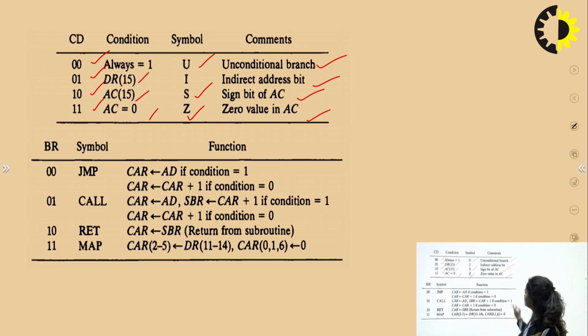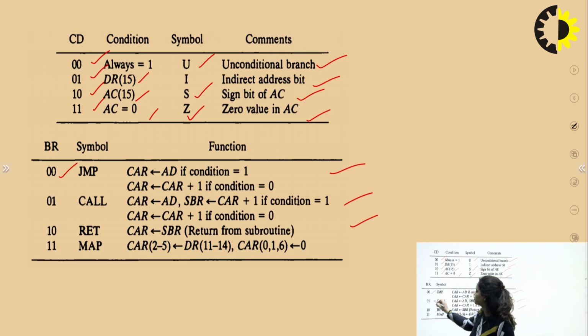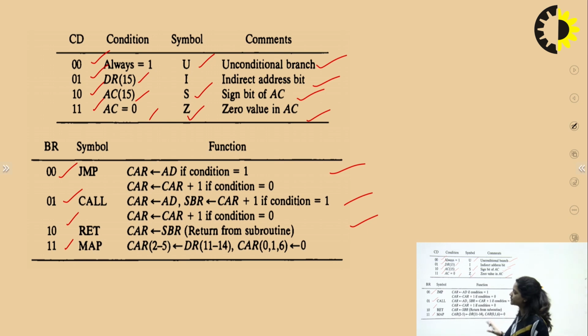Now next is about BR, that is the branch logic. In branch logic, we are again divided into 4 types of instructions for the combinations 0,0, 0,1, 1,0 and 1,1. The first one is the jump statement in the branching.